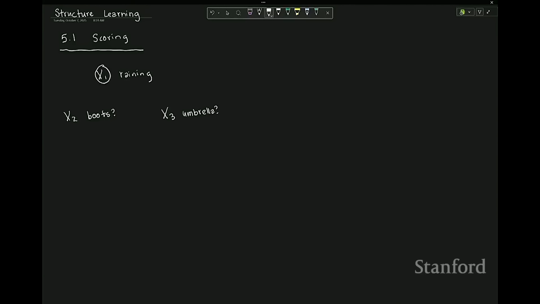So the current structure that I have, these nodes are totally unconnected. And what this implies is that they're fully independent from each other. There's no probabilistic relationship between them. Based on our priors about rain and umbrellas and rain boots, we know that's probably not a great model. And we want to be able to score it so that something like this would be better if it's supported by our data.